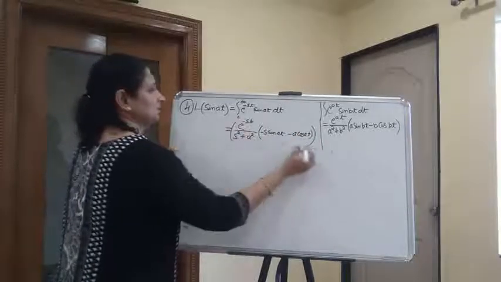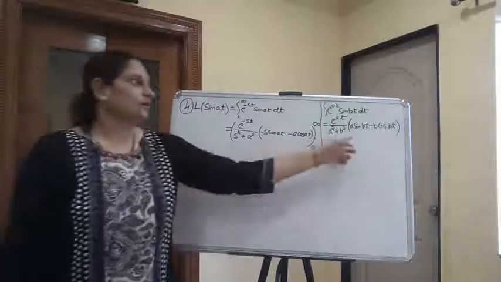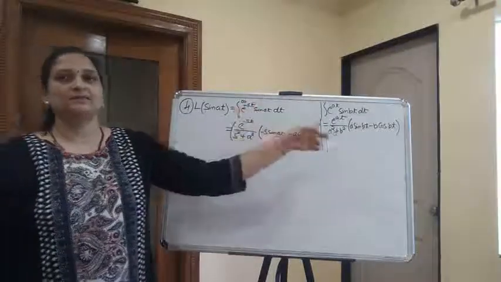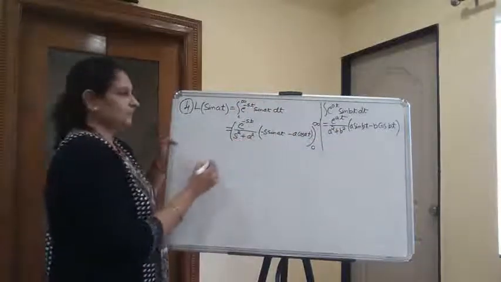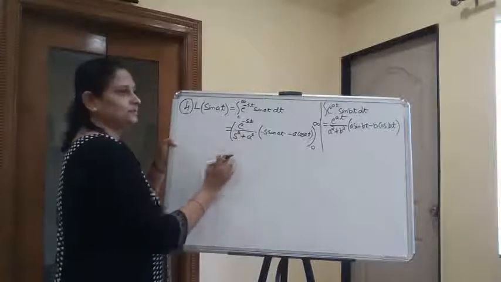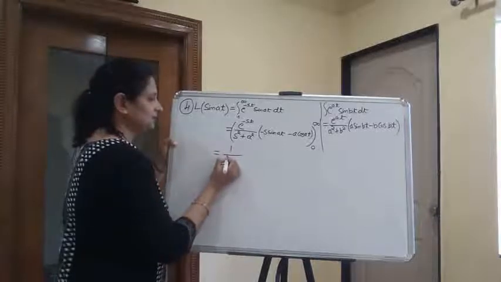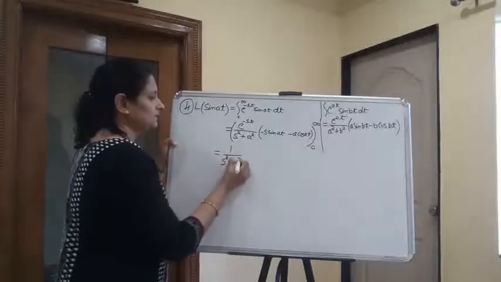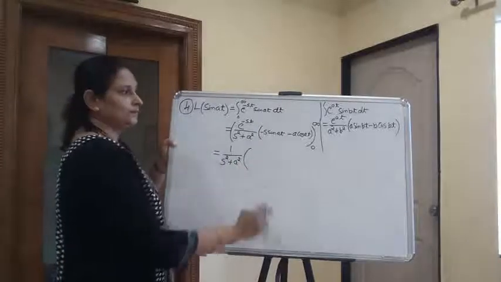The limit is 0 to infinity. So in this formula, I have put a as minus s, b as a. So we get this. Now let us apply the limit. Before applying the limit, 1 by s square plus a square is a constant, so we shall keep it outside and write it as 1 by s square plus a square. Now apply the limit. Upper limit first.